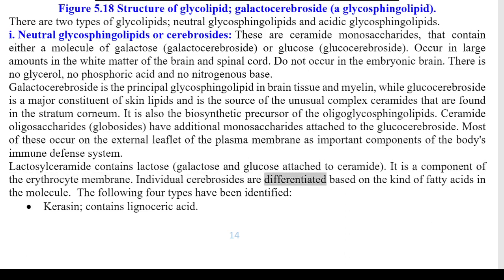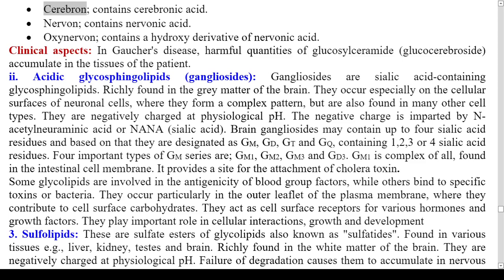Individual cerebrosides are differentiated based on the kind of fatty acids in the molecule. The following four types have been identified. Kerasin contains lignoceric acid. Cerebron contains cerebronic acid. Nervon contains nervonic acid. Oxynervon contains a hydroxy derivative of nervonic acid. Clinical aspects: in Gaucher's disease, harmful quantities of glucosylceramide, glucocerebroside, accumulate in the tissues of the patient.